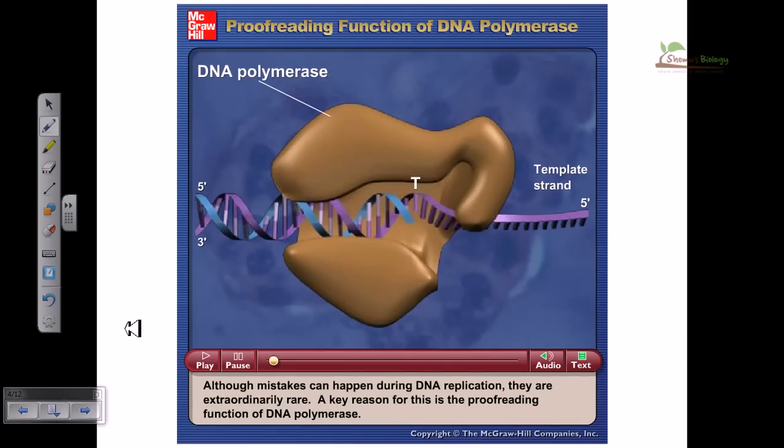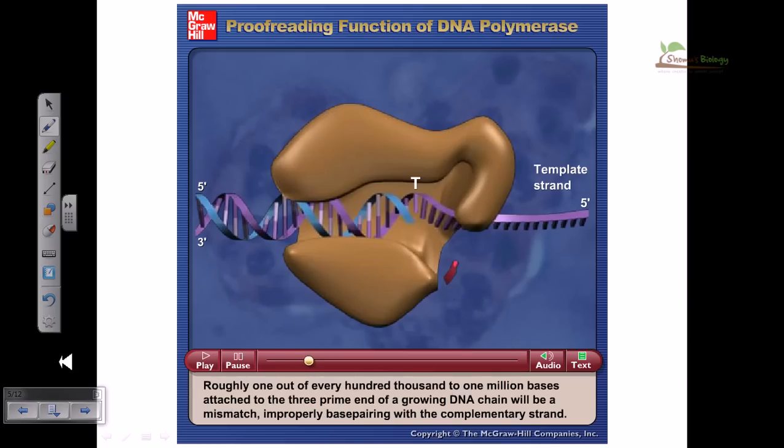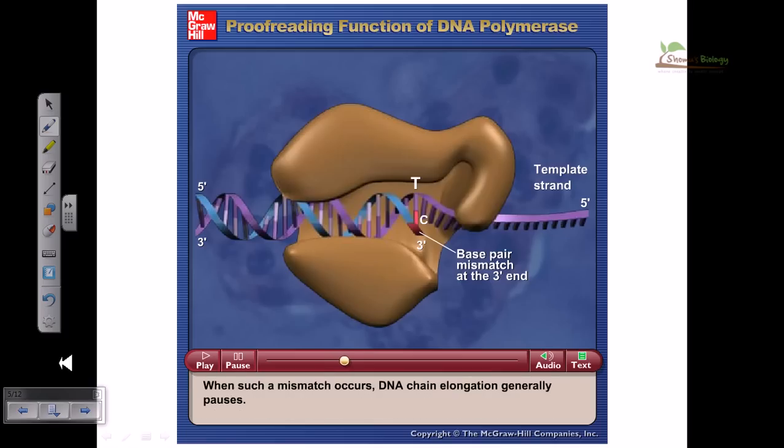Although mistakes can happen during DNA replication, they are extraordinarily rare. A key reason for this is the proofreading function of DNA polymerase. Roughly 1 out of every 100,000 to 1 million bases attached to the 3' end of a growing DNA chain will be a mismatch, improperly base pairing with the complementary strand. When such a mismatch occurs, DNA chain elongation generally pauses.